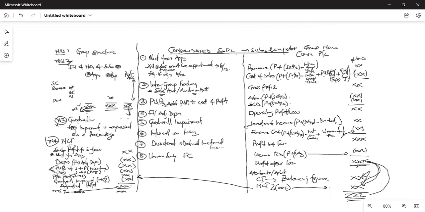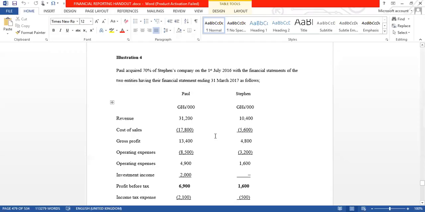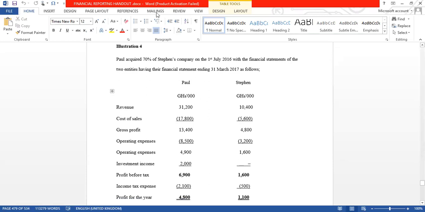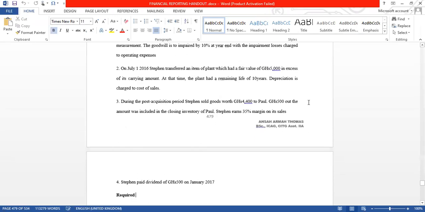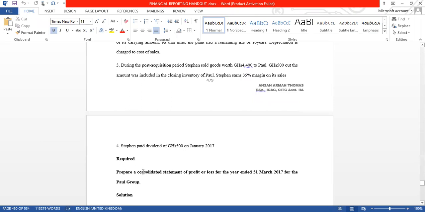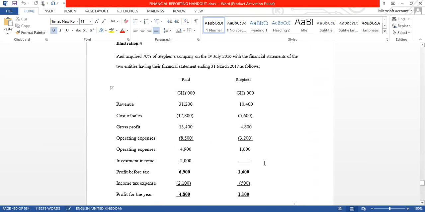All right. So what do we have here? Let's take this illustration. This is illustration 4. What do we do when we see a question? Go back and read your requirements. The requirement says that we are supposed to prepare the consolidated statement of profit and loss for the year ended when? 31st March. That is the year end. So what do we need to go and do? Go back and start reading our question.